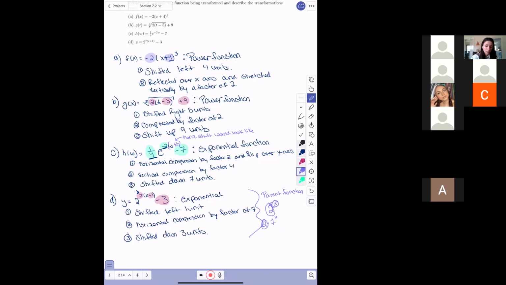Yep. So that was a really good question. I'm glad you asked that. All right. Any other questions? Yeah, I have a question about B. Can you explain how it's compressed by a factor of 2 and not stretched? Yep. I should put the word horizontally in here. It's horizontally compressed by a factor of 2 because we're multiplying the input value by a whole number. And when you do that, it causes compression. It's just opposite what you would think in terms of horizontal scaling. Okay, thank you. All right. Any other questions?